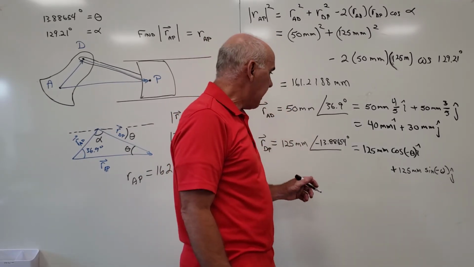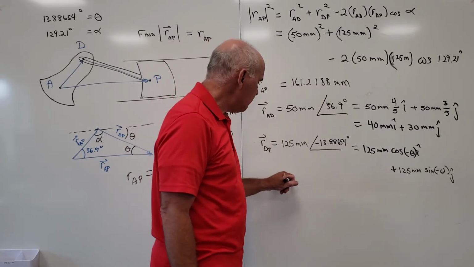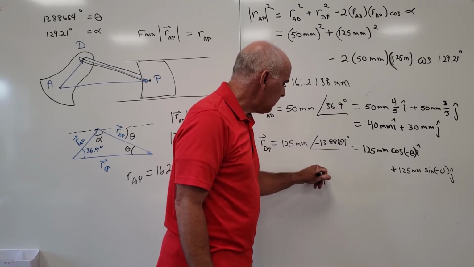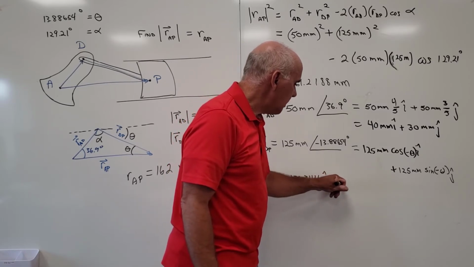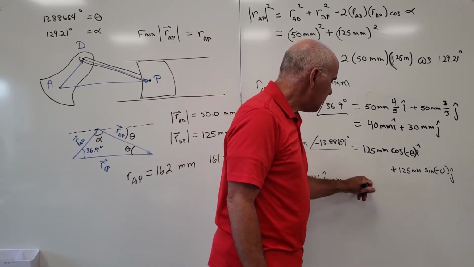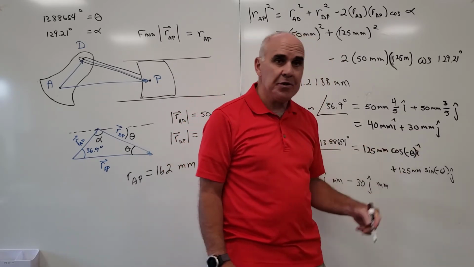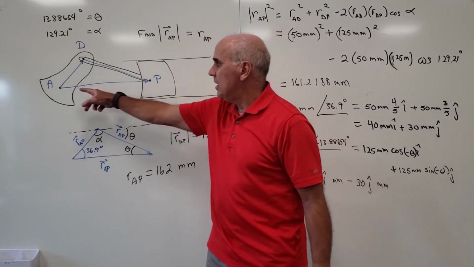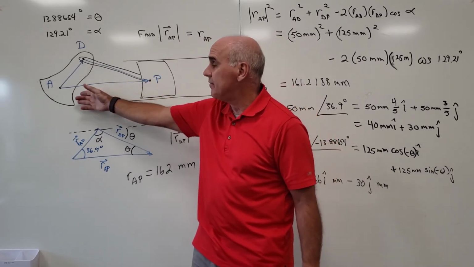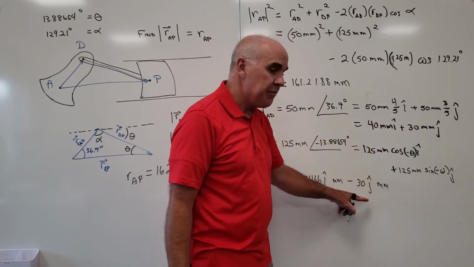And if I work all that out, I get 121.3466 i hat, and that's millimeters, minus 30 j hat, and that's millimeters. And that makes sense because the negative 30 and the positive 30, when I add these two vectors together, the sum of those two vectors has no y component. That was one of the things that I defined here. So positive 30, negative 30 cancels out to 0.